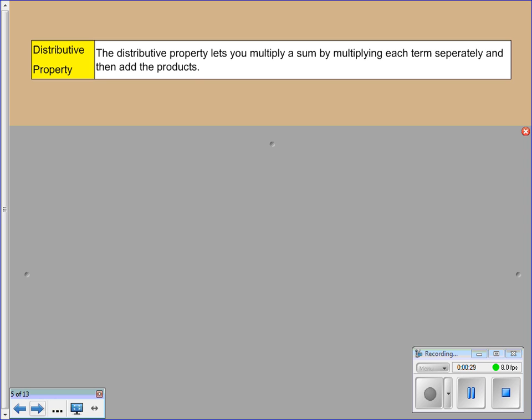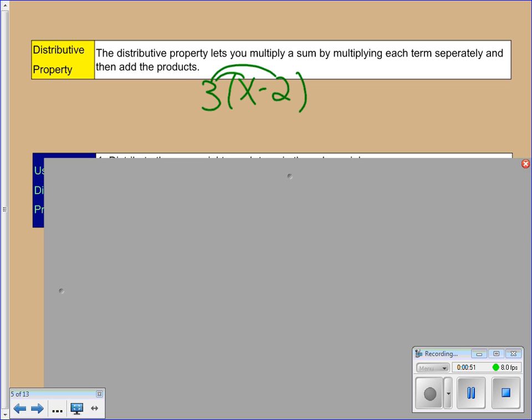Okay, so let's talk about the distributive property. Distributive property you guys have used a lot in school. The distributive property basically just says this. If I have a 3 on the outside and I have x minus 2, I take that 3 and I distribute it to each thing. This definition sounds confusing, but what I just wrote on the board, that's what you're really doing. So don't overthink it. That's really all we're doing today, using that distributive property.